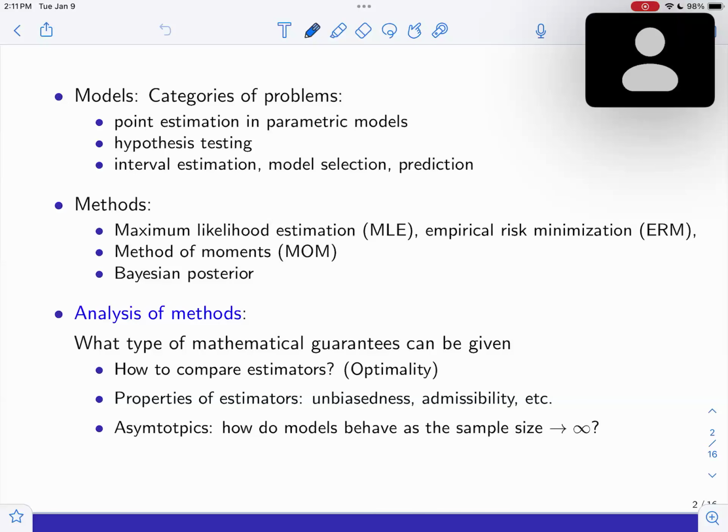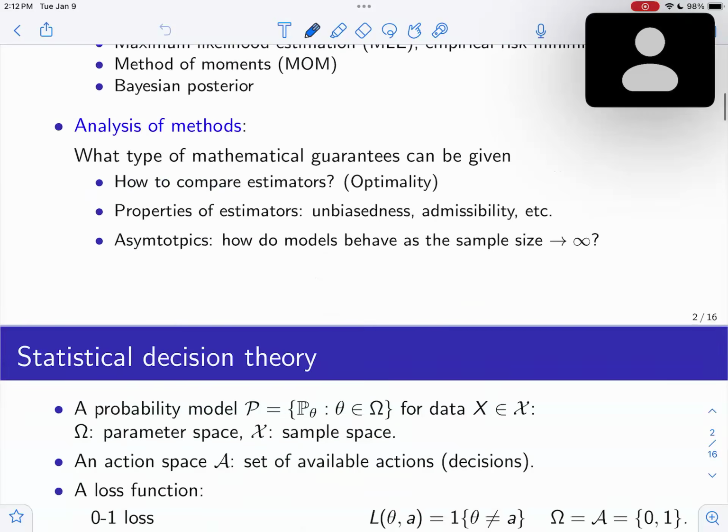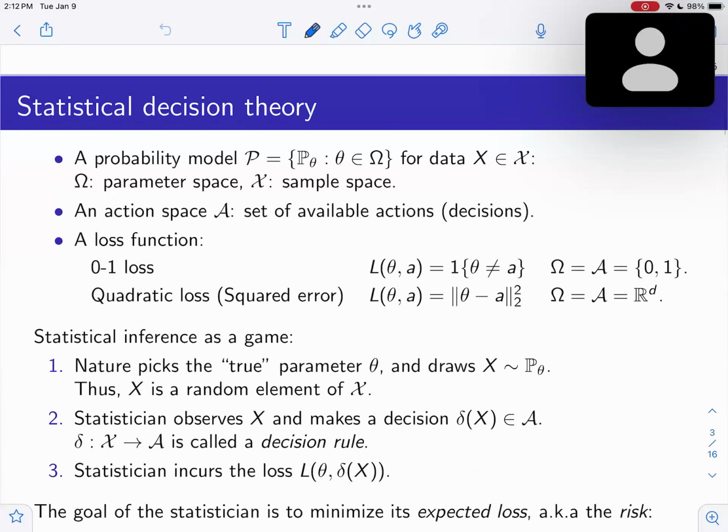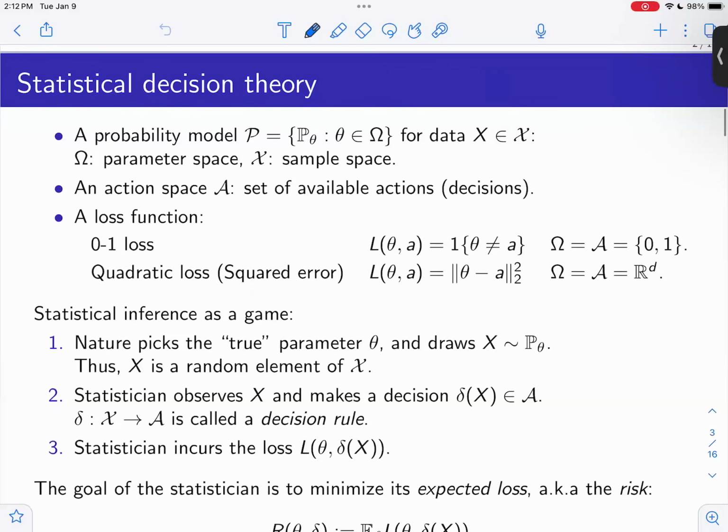So we're going to start with, what is a notion of optimality, or what kind of notion of optimality we can define. So how to compare estimators, what is a good estimator, what is the best estimator, something like that. And the properties of estimators follow: unbiasedness, admissibility, things like this. Okay. So that's the general big picture. Any questions? So I'm going to start with this idea of decision theory. It becomes a little more clear once we dig into the details.